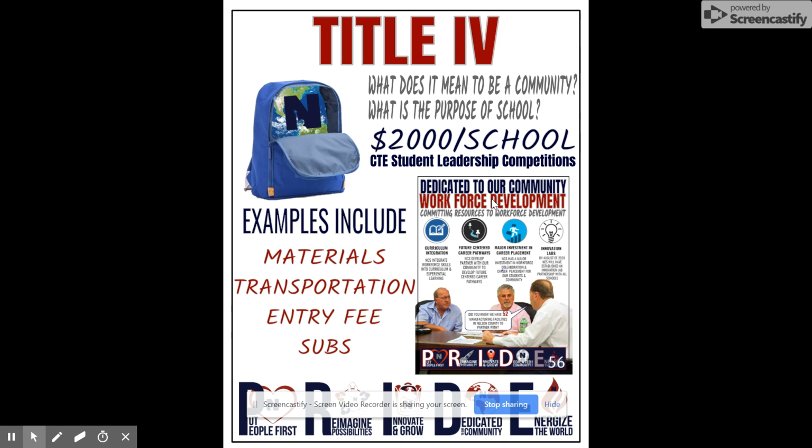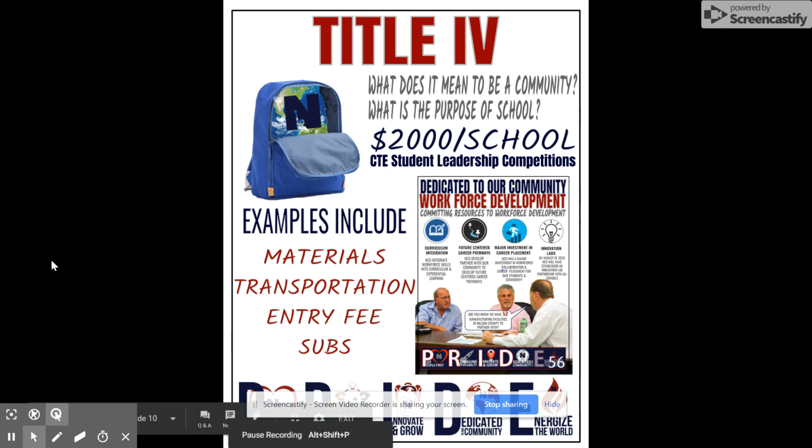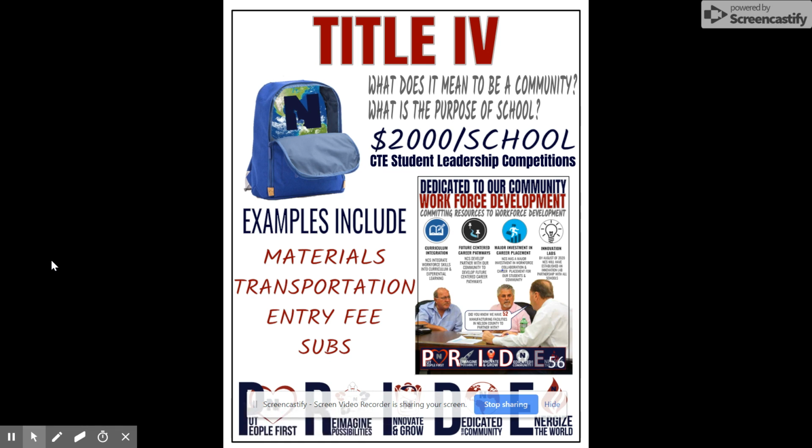Title IV, this is specifically for high schools. So what we did was we gave $2,000 to each high school and to the area technology center to use. This Title IV budget is meant to allow the CTE programs to be able to go to student leadership competitions if they need materials, transportation to those events, entry fees, subs. That's what this is going to allow to occur. There's the Skills USA competitions. There's the FBLA, FCCLA competitions. So that is what this is primarily meant to be used for.